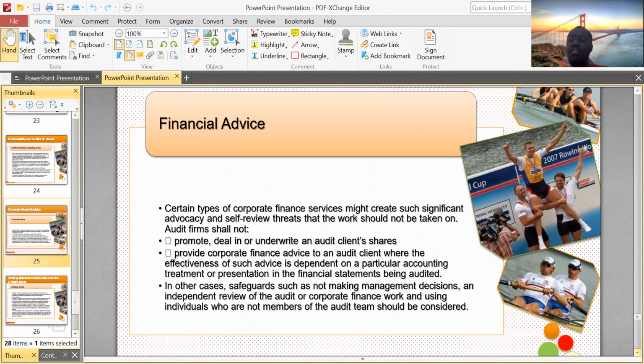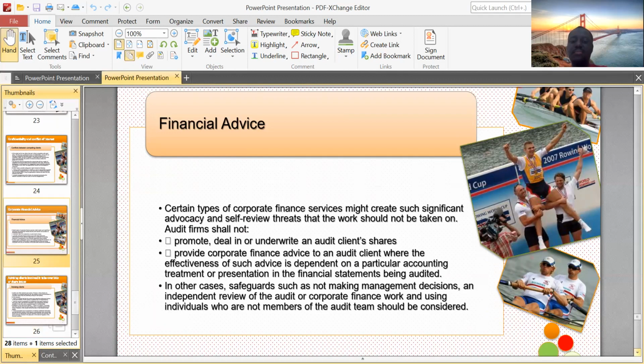Number one is underwriting an audit client's shares. That is, in capital raising situations, the audit firm shall not promote, deal in, or underwrite an audit client's shares. An audit firm shall not also provide corporate finance advice to an audit client where the effectiveness of such advice is dependent on a particular accounting treatment or presentation in the financial statements being audited. So an audit firm should not give corporate finance advice where it has some linkage or impact on the accounting treatment in the financial statements. Very, very important.